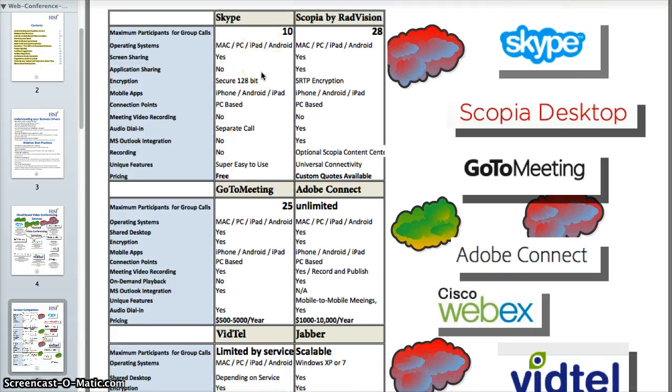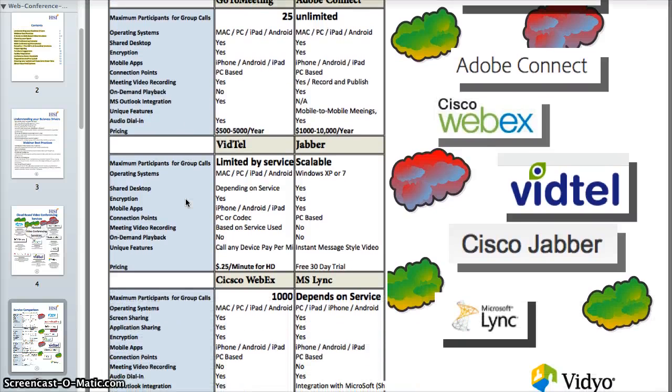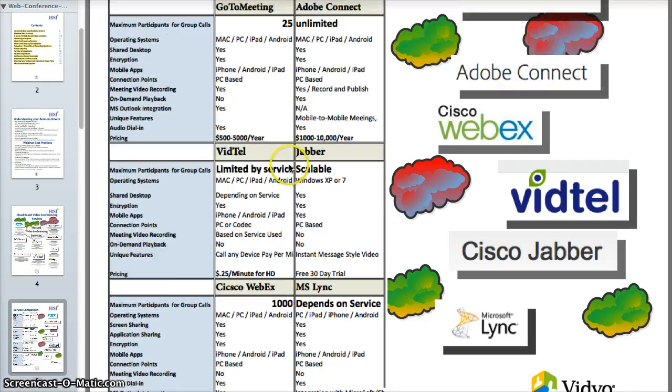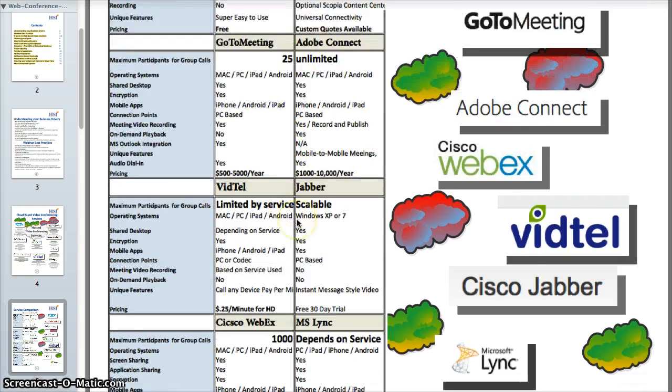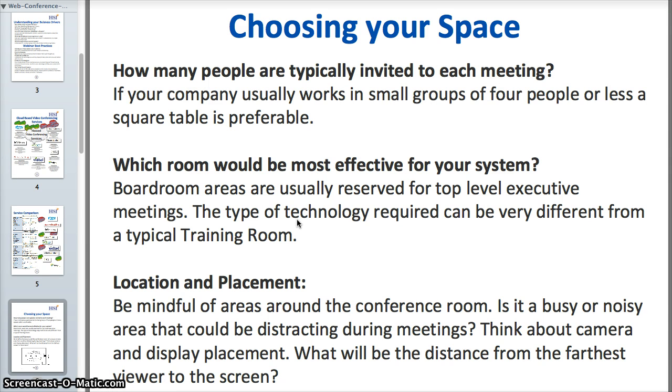And I'm not going to go through every little bit here, but this ebook is going to be available for download, and I think that it's going to be a very helpful service for organizations looking to hone in on which system fits their budget and service. Now we'll move on to choosing your space.